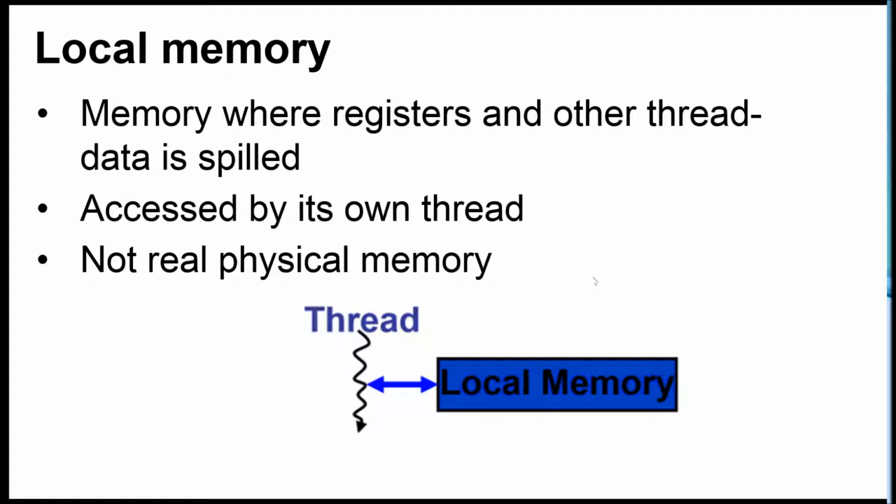In a core, registers are limited resources. When registers run out, some data will be moved to local memory. Local memory is not real physical memory, but an abstraction of global memory. So accessing local memory is as expensive as accessing global memory.